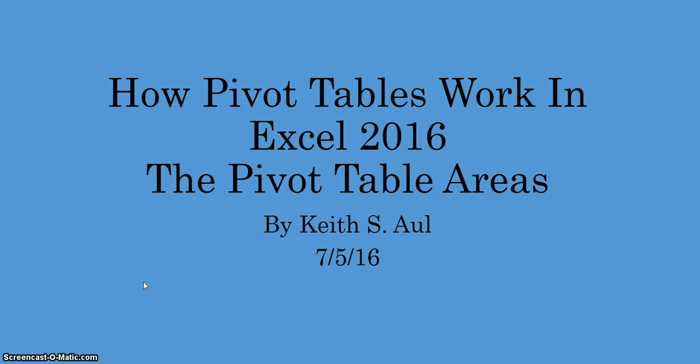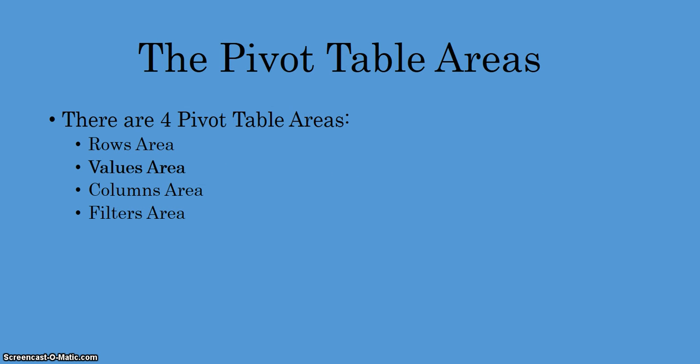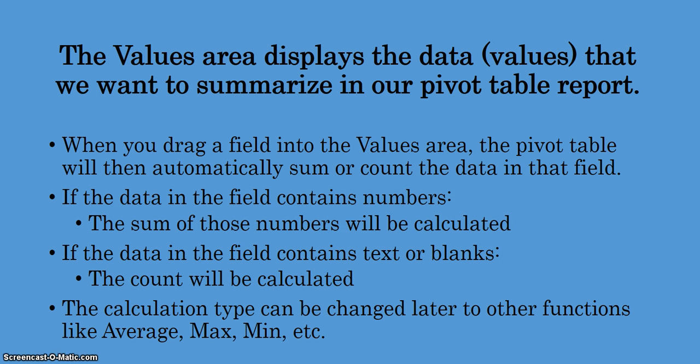And we're going to continue our discussion about the pivot table areas. Again, the pivot table has 4 different areas: the rows area, values area, columns area, and filters area. We're going to talk today about the values area. Now, the values area displays the data or the values that we want to summarize in our pivot table report.